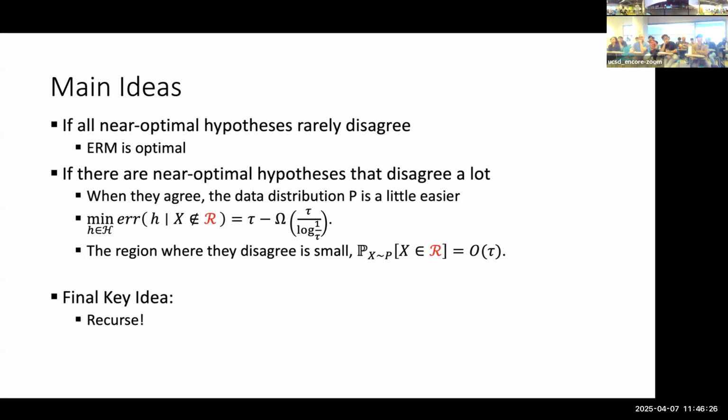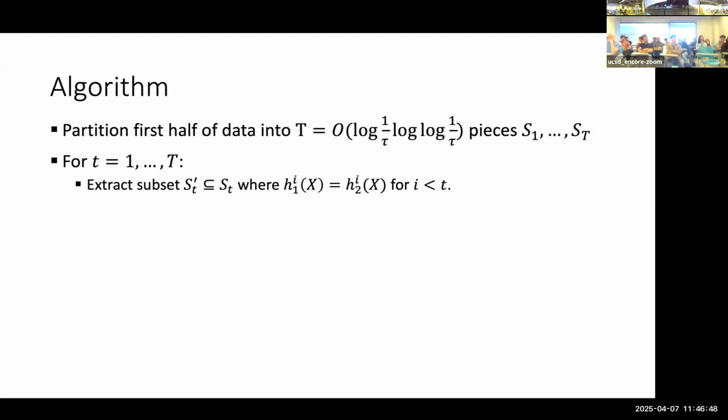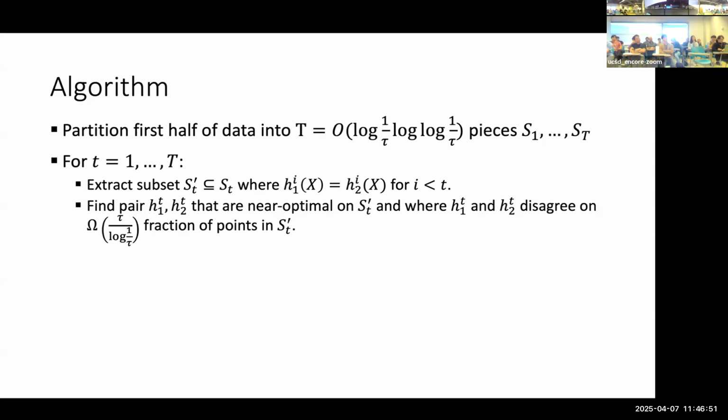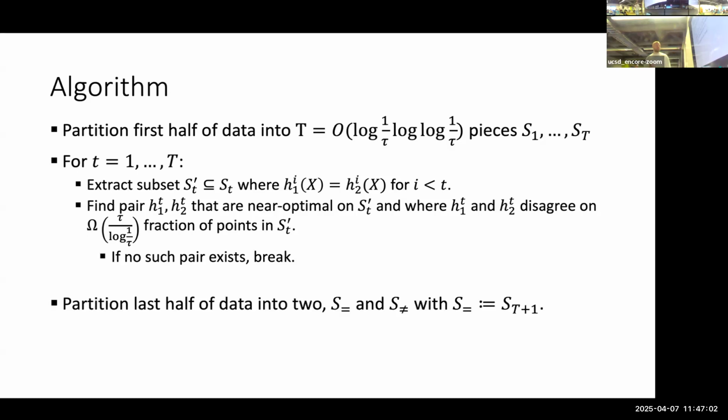This is tau, we want to reduce it quite a lot. So what we do, the final algorithm, I won't go into the analysis, but basically we repeat log 1 over tau many times. In every round, we're going to find a pair of hypotheses that disagree a lot and are near optimal. First you extract the training data set where all the previous pairs agree. This is the region that got a little bit easier every time. And then you look for a new pair of hypotheses that are both near optimal on this data set, and they disagree a lot. If no such pair exists, we're done. And if you can find such a pair, you just keep going.